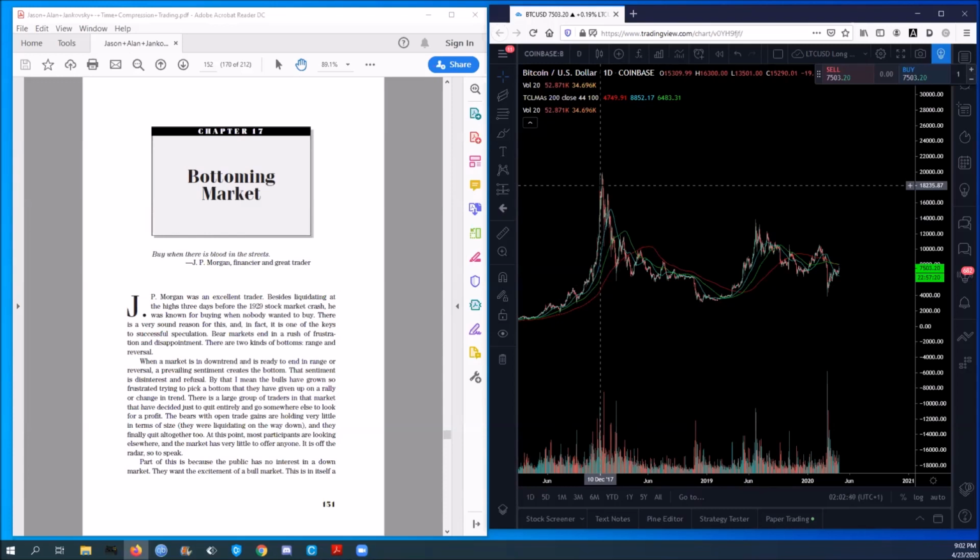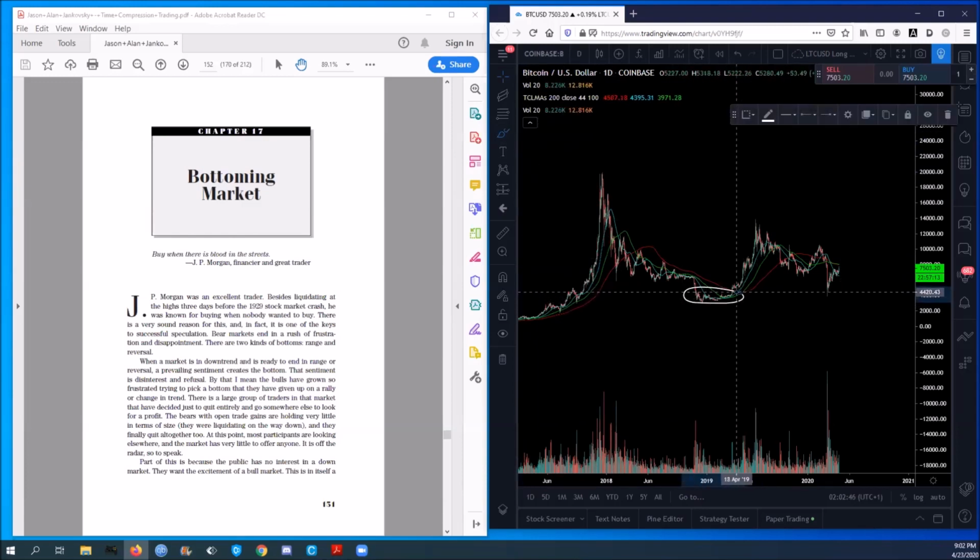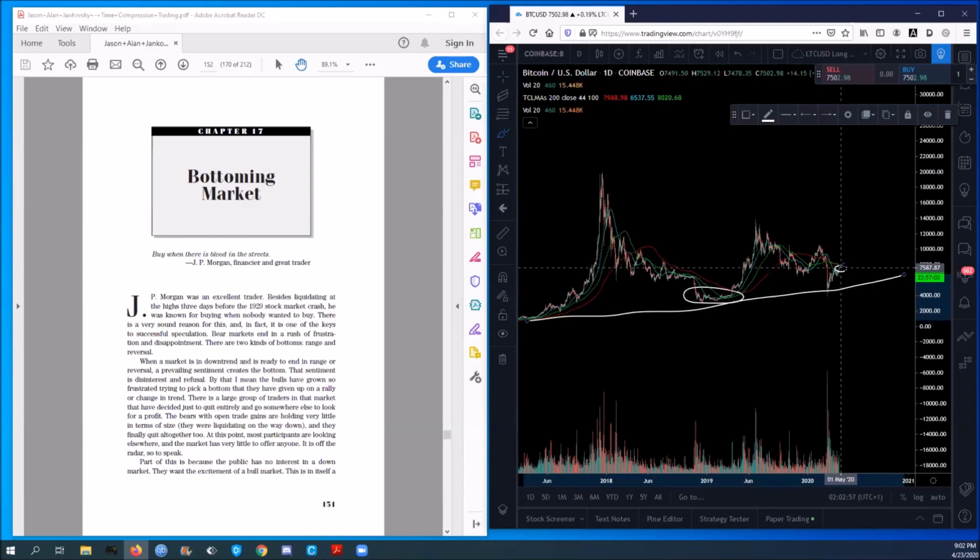So the question we now have to ask ourselves is, was this a bottom? Because for this to be a safe place to enter, we have to know to some degree that this is going to be some kind of a support that holds, so that if we enter here and we put a stop down here, we're not going to get stopped out.